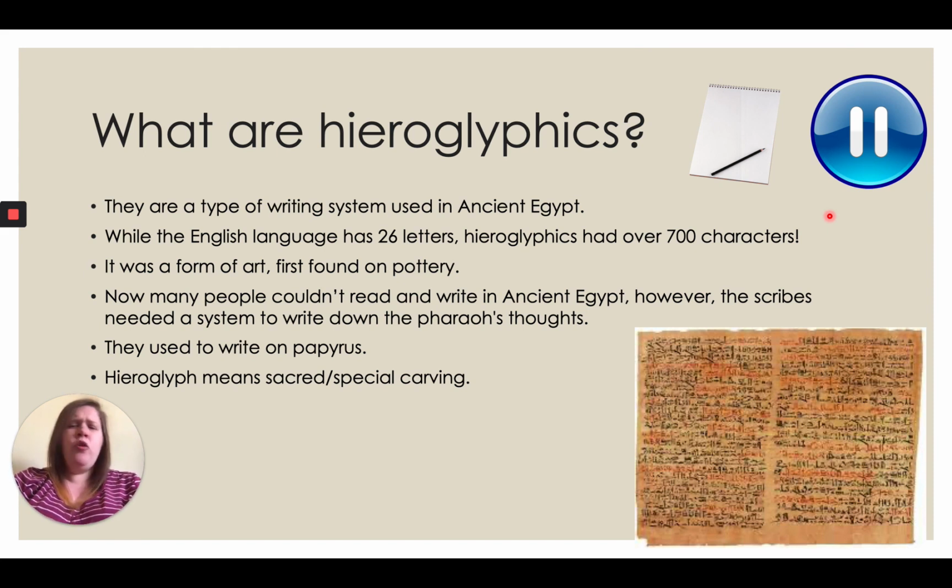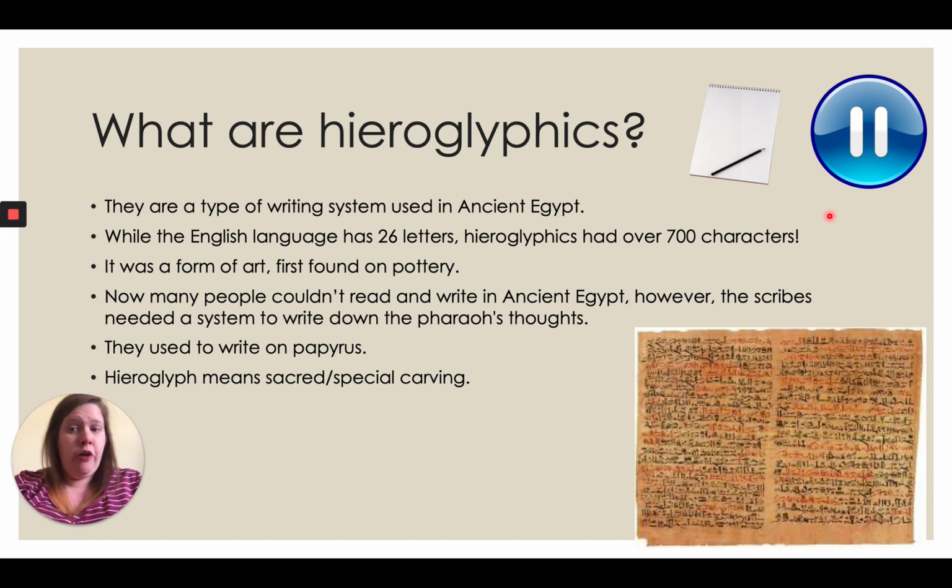It was a form of art because all the letters, the hieroglyphs, they are little pictures. They're not like our letters, they are pictures. And it was first found on pottery. Pottery's like vases, it's made with clay, and it was used for all of their plates and everything like that back in ancient Egypt.